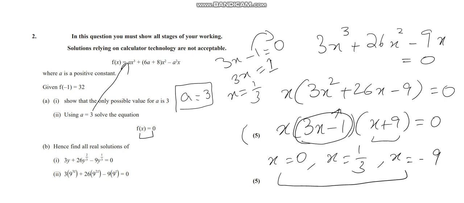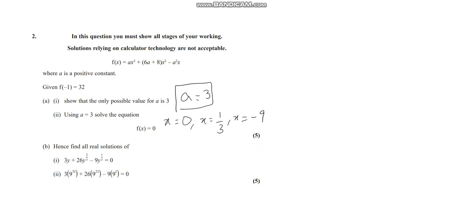So that's 5 marks for these two parts of the second question. That's the a part. Moving on to the b part. Hence find all the real solutions of the i part, which is 3y plus 26y to the power 2 upon 3 minus 9y upon 1 upon 3 equal to 0.